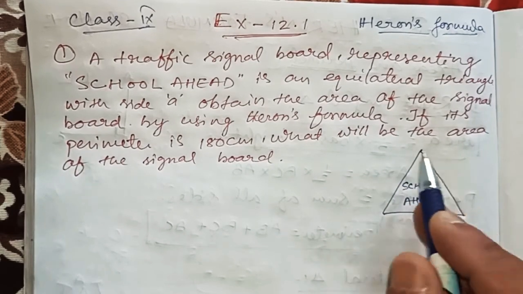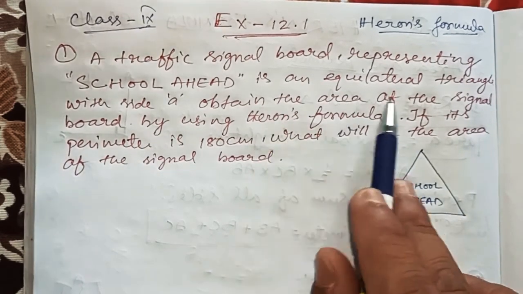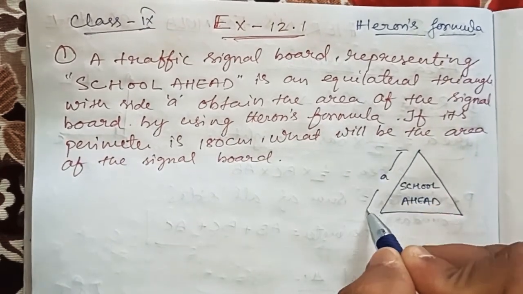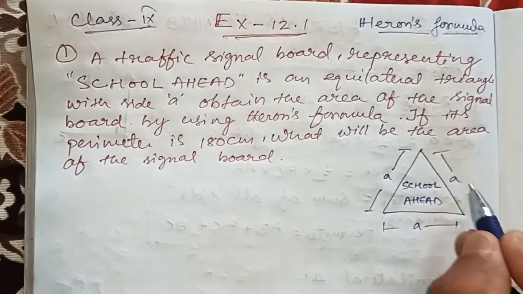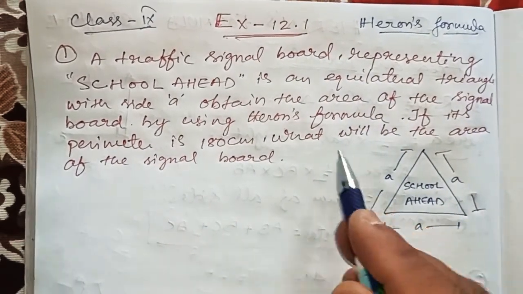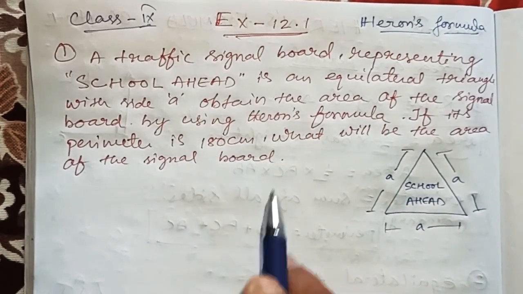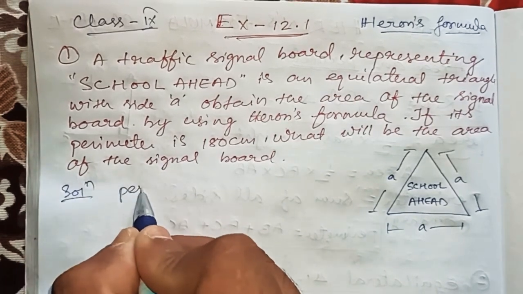Okay, this is a traffic signal board where "school ahead" is written. It is an equilateral triangle with side a. All the sides are equal as it is an equilateral triangle. By using Heron's formula, its perimeter is given as 180 centimeter.